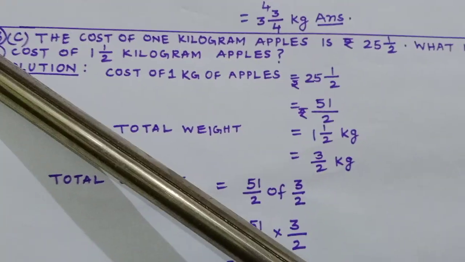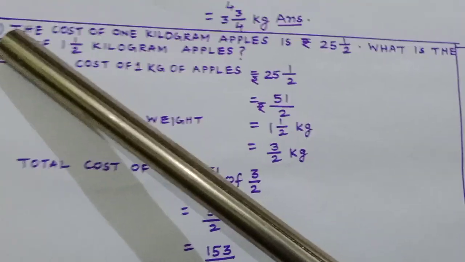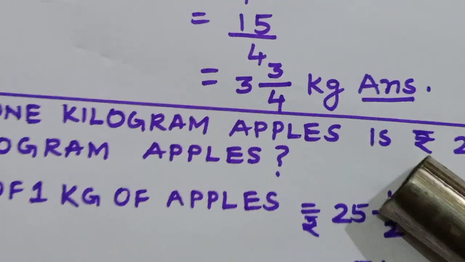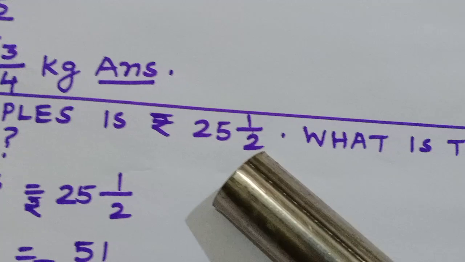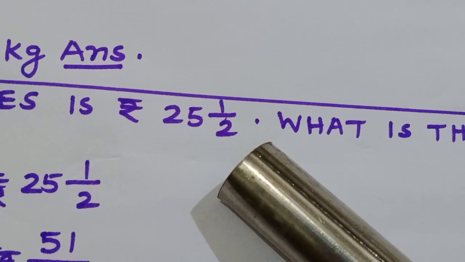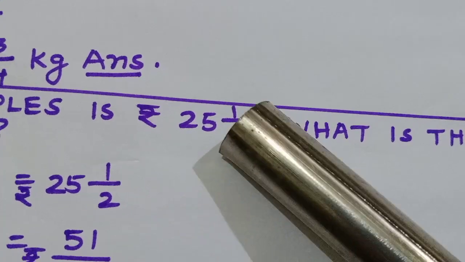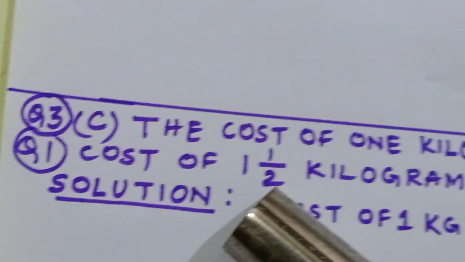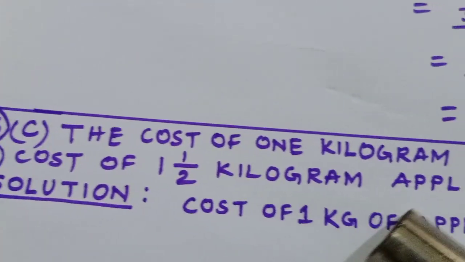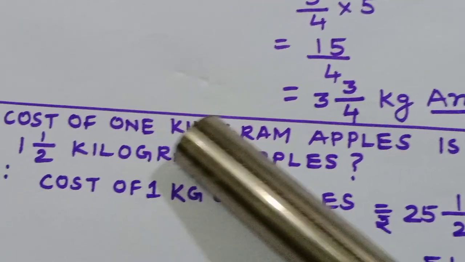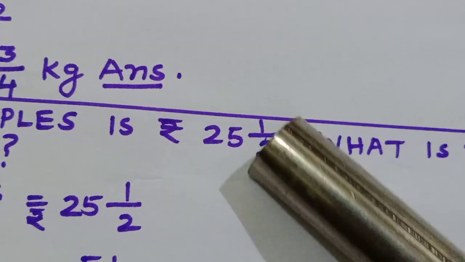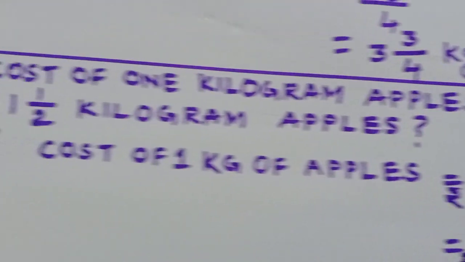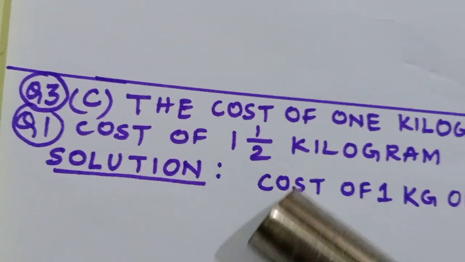Now question number 1C. What is the question? You must write the questions carefully. The cost of 1 kilogram apples is rupees 25 whole number 1/2. What is the cost of 1 whole number 1/2 kilogram apples? What is the cost of 1 kilogram? Rupees 25 whole number 1/2. And what will be the total cost of 1 whole number 1/2 kilogram?